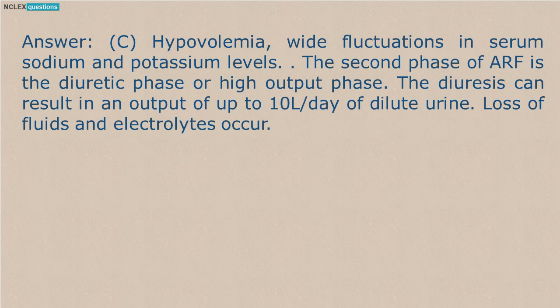Answer C. Hypovolemia, with fluctuations in serum sodium and potassium levels. The second phase of ARF is the diuretic phase or high output phase. The diuresis can result in an output of up to 10 liters/day of dilute urine. Loss of fluids and electrolytes occur.